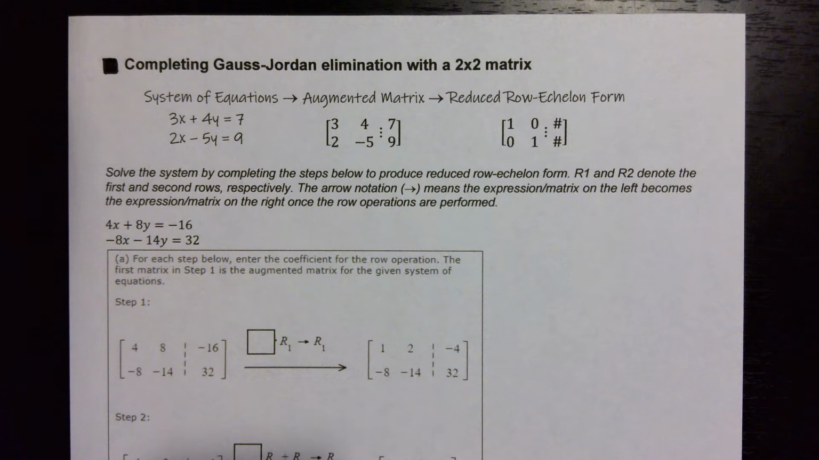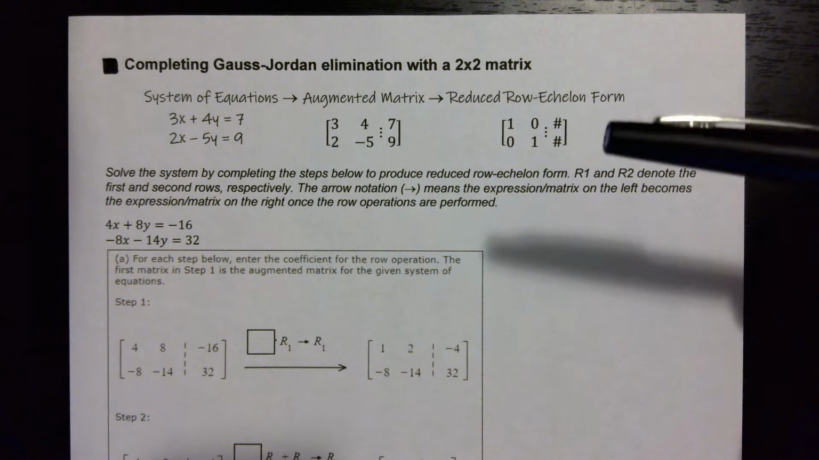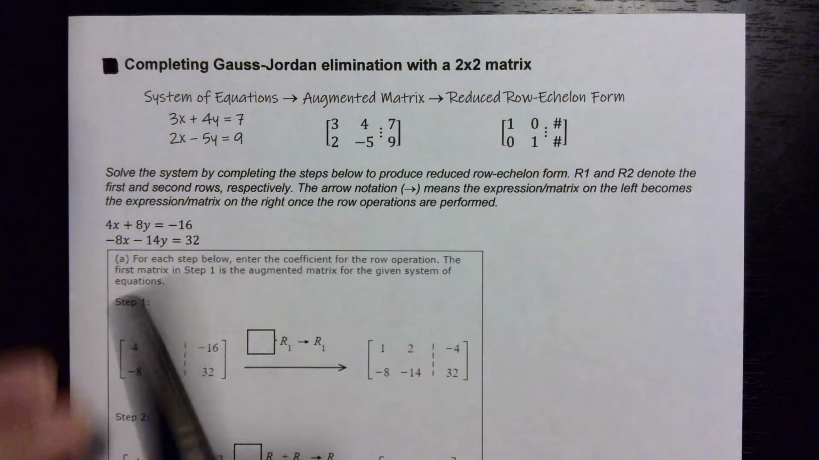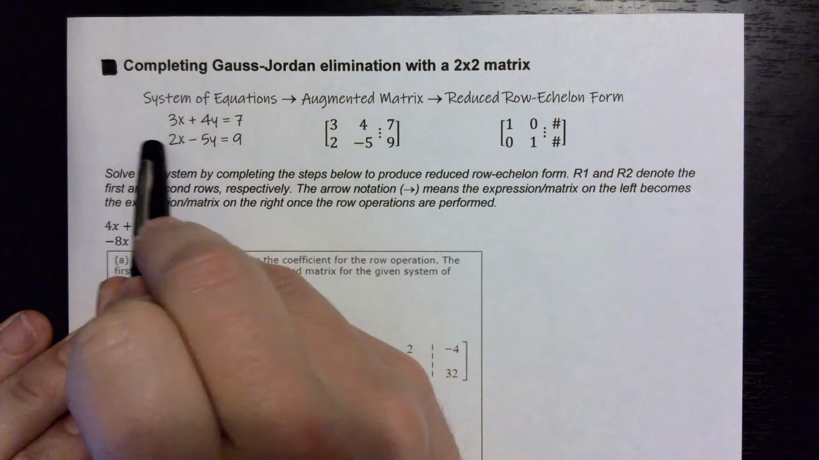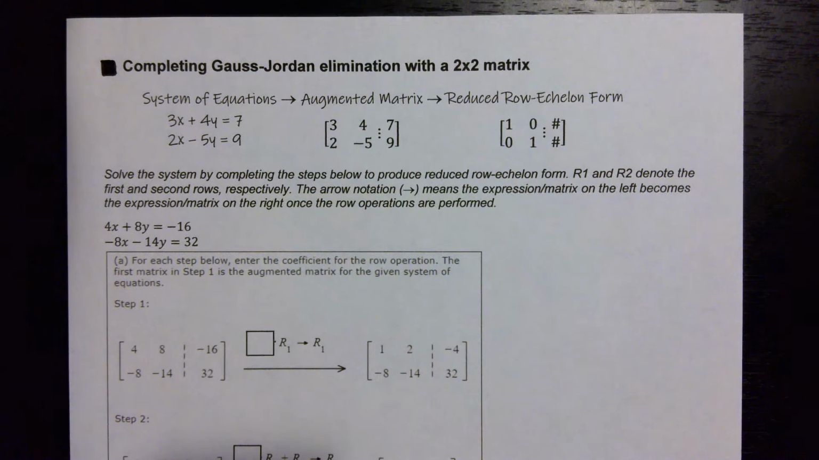In this video, we'll be completing a Gauss-Jordan elimination with a 2 by 2 matrix. Okay, so recall that if you have a system of equations that is 2 down and 3 long, that's a 2 by 3 matrix.